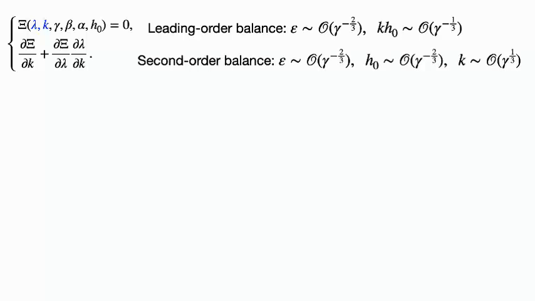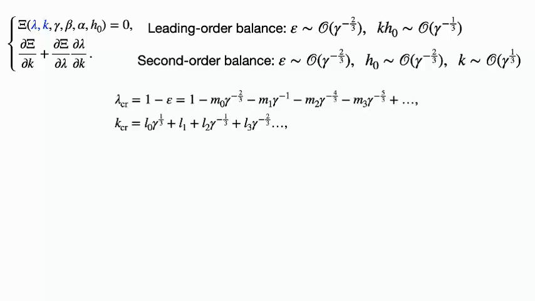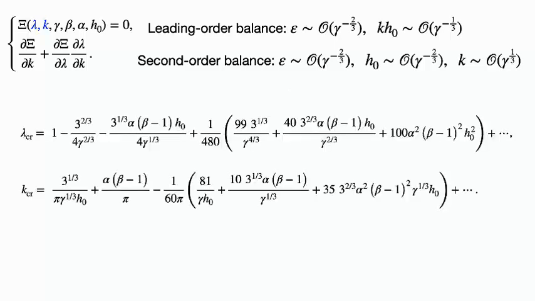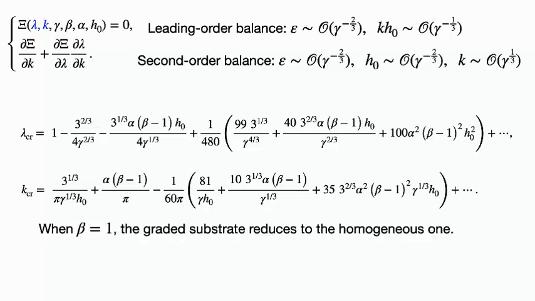In second order balance, we have this. Okay, we have different orders, then we can seek a solution in this form. And then substitute the solution forms into the equations, and you can get this. Okay, it's not very beautiful, but it's not bad. We must mention that when beta goes to 1, the graded substrate reduces to the homogeneous one. So it means that we don't have these terms, and we found that this actually recovers the classical solutions accurately.